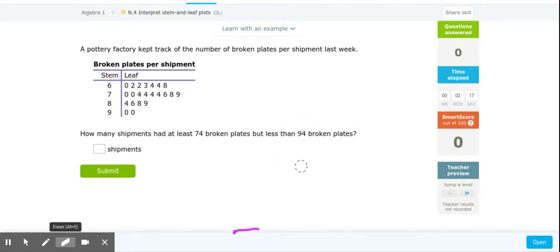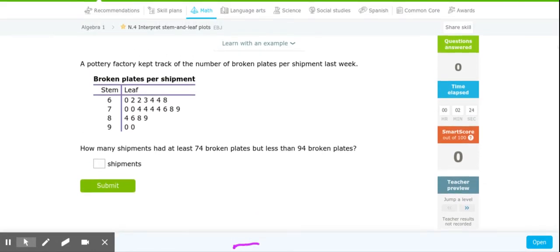All right, so a pottery factory kept track of the number of broken plates. So this is almost the same question. How many shipments had at least 74 broken plates, but less than 94? All right, so at least 74. Okay, so I'm going to draw a little line right here. Anything that I'm crossing out here is less than 74. All of that is less than 74.